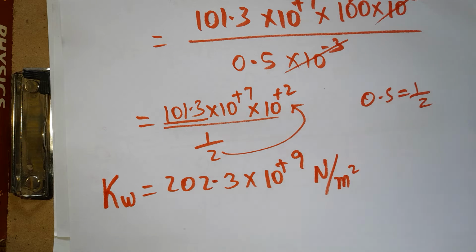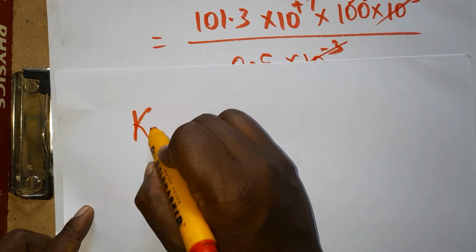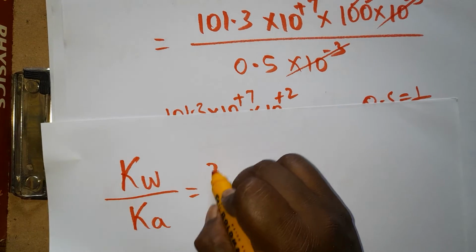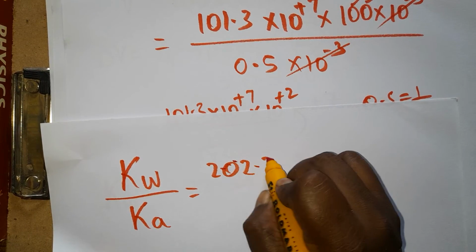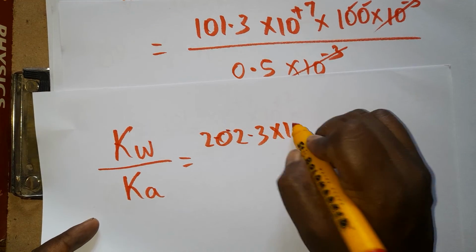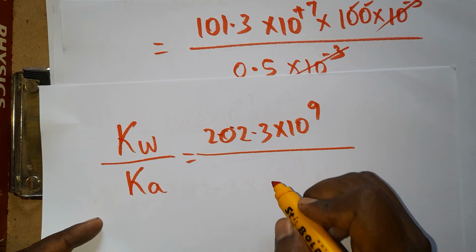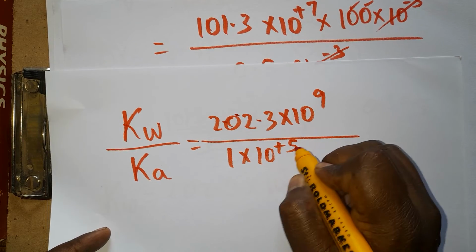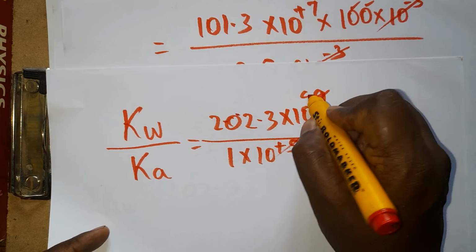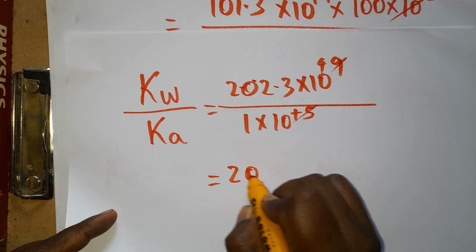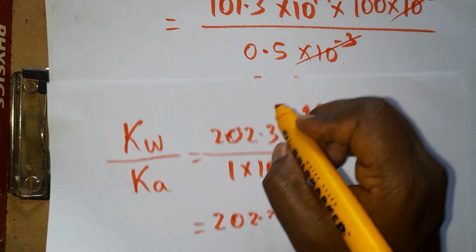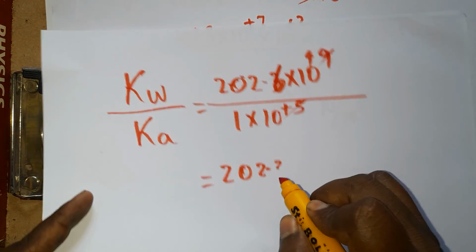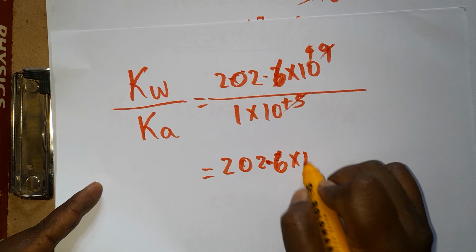For the next question, they asked you to compare the bulk modulus of water and the bulk modulus of air. For water I got 2.023 into 10 power plus 9. The bulk modulus of air is 1 into 10 power plus 5. So this gets cancelled and 4 remains.